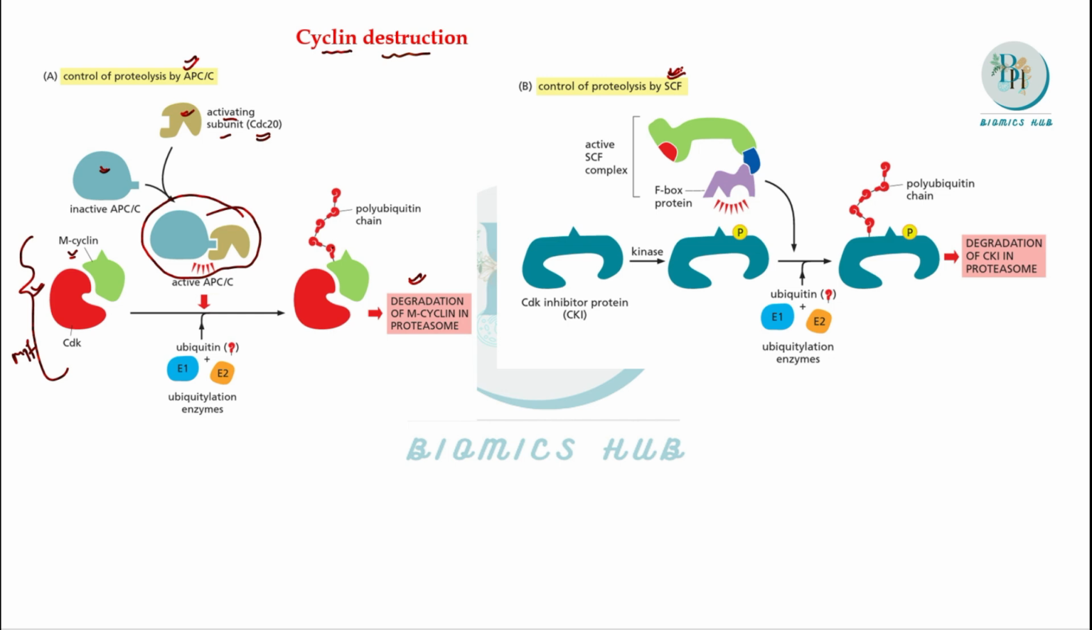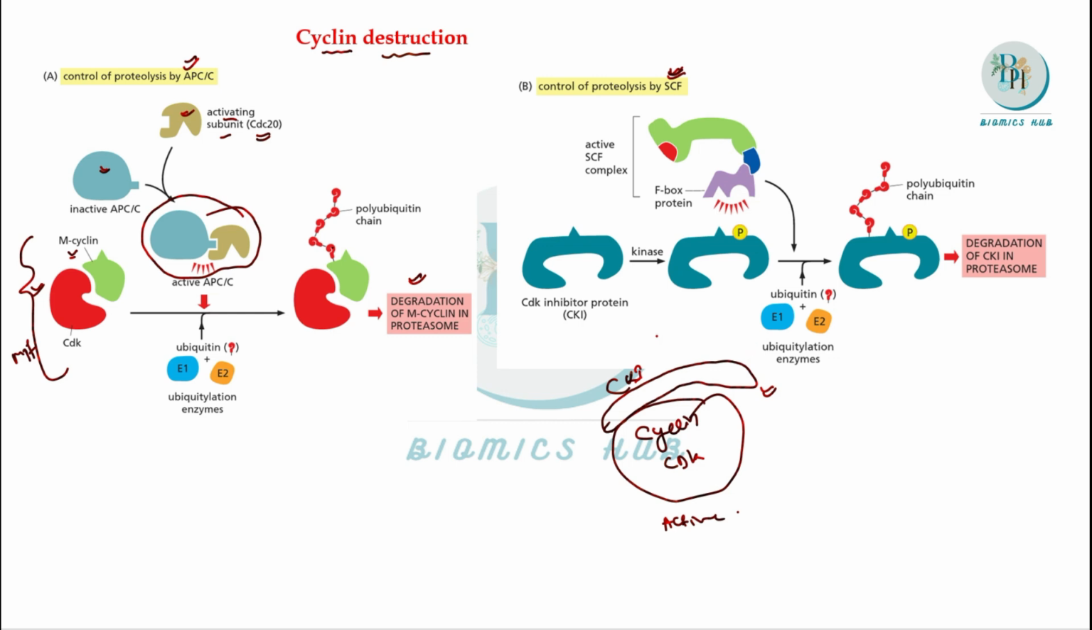The next is the SCF. How is this SCF regulating? When we have a cyclin-CDK complex, it is in the active form. There is a kinase inhibitor, that is the CKI. CKI is a CDK inhibitor protein. What the CDK inhibitor protein does is it will not allow the cyclin and CDK to work. So when a cyclin needs to work, it has to remove the CKI, the inhibitor protein.